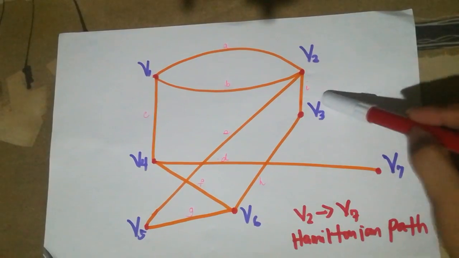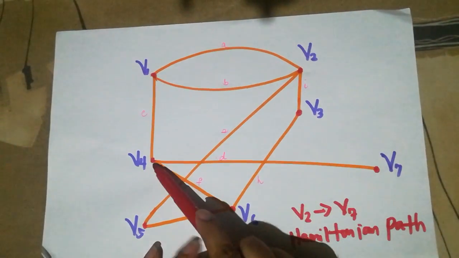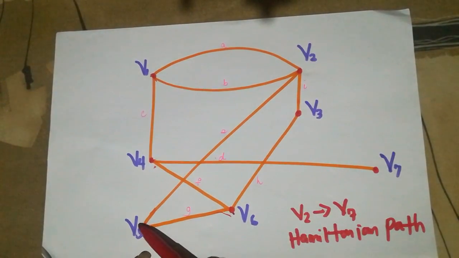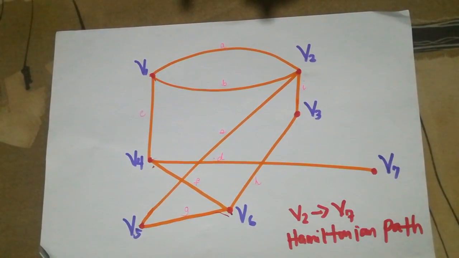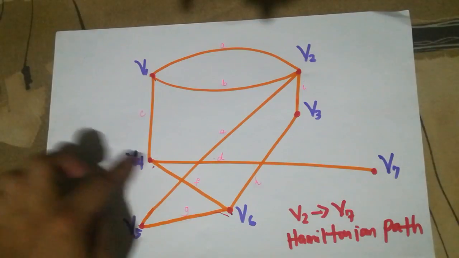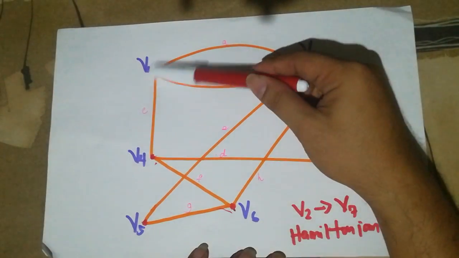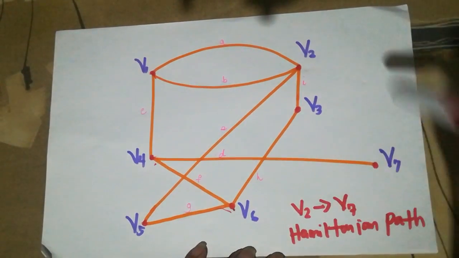If we already passed through V3, then let's not pass through V3. We check V1, and from V1 you have V4, from V4 you have V6, and from V6 to V5, and then... there's actually no way for us to make a Hamiltonian path, because from V2 to V1, from V1 to V4 to V6 to V5, and then you're back again with V2.